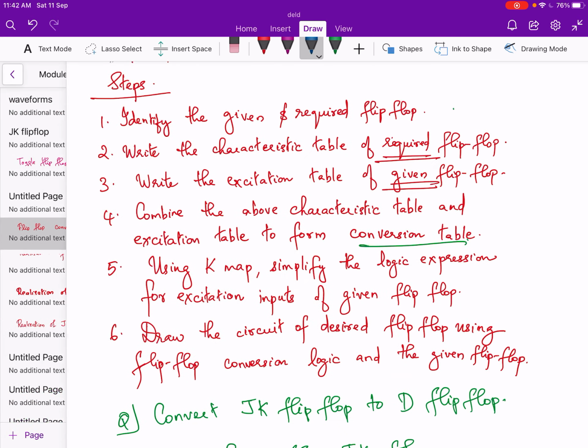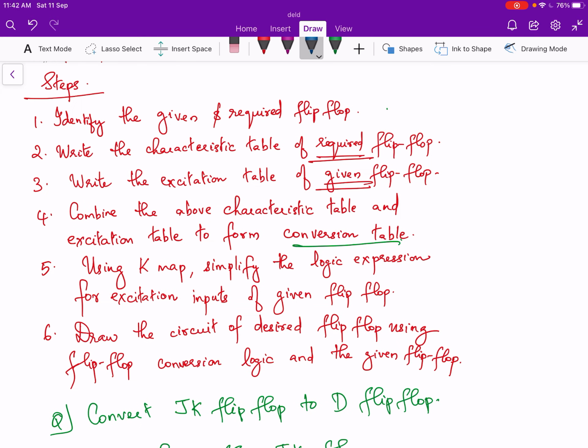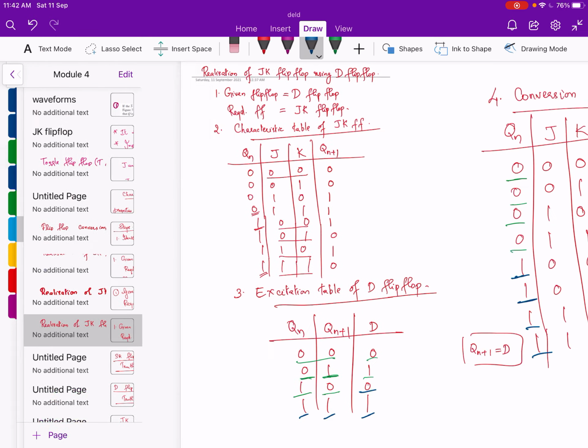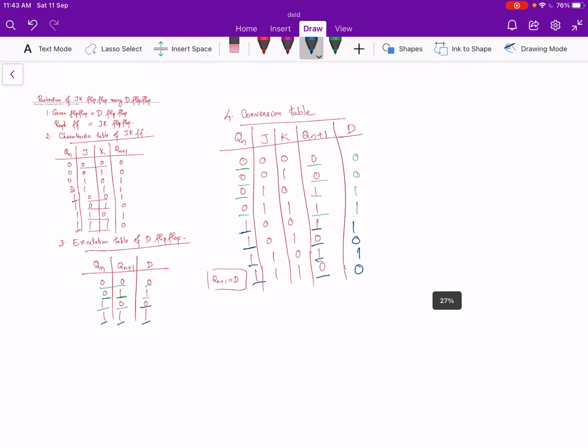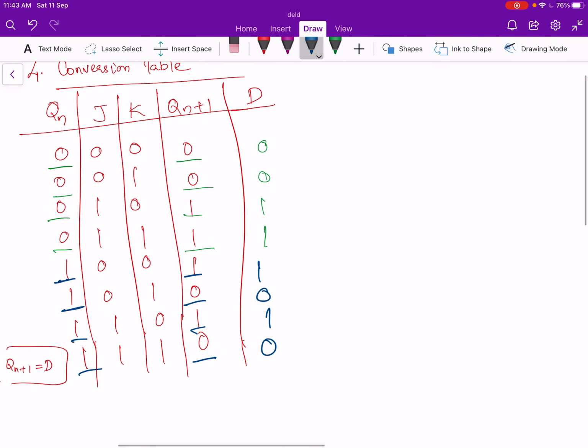Now we'll move on to the fifth step, that is, using KMap, simplify the logic expression for the excitation inputs of the given flip-flop. So using KMap, we have to get the simplified logic expression of the excitation input of the given flip-flop, which is the D flip-flop. We have to obtain the expression for D using KMap. So we can draw the KMap for D from this.